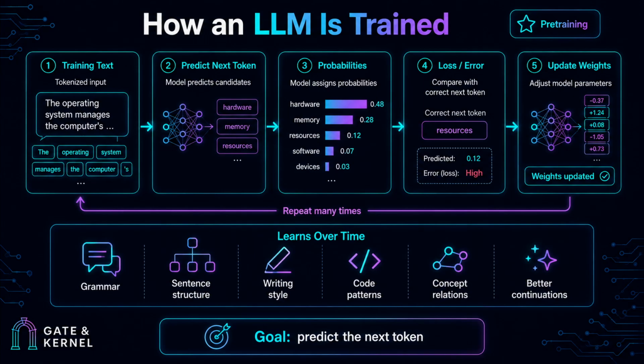This process is repeated across enormous numbers of examples. Over time, the model becomes better at grammar, sentence structure, writing styles, programming patterns, relationships between concepts, and predicting useful continuations. The objective sounds simple: predict the next token. However, becoming good at that task requires the model to learn a surprisingly large amount about language, knowledge, logic, and the patterns represented in its training data.